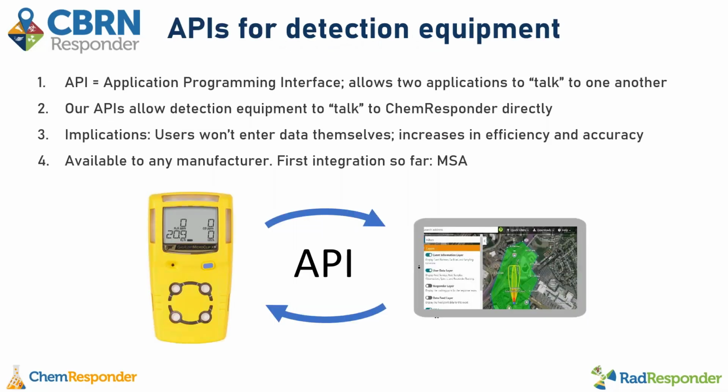I also want to note that we have APIs for our chemical detection equipment. An API is what's called an application programming interface. It's a standard concept in software development. It simply allows two applications to talk with one another, quote unquote. And so our APIs allow chemical detection equipment to talk, so to speak, with ChemResponder directly. So the manufacturer can write an interface that allows the output from their chemical detectors to feed automatically into a ChemResponder event that the user selects.